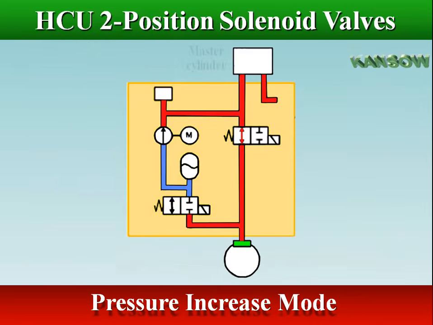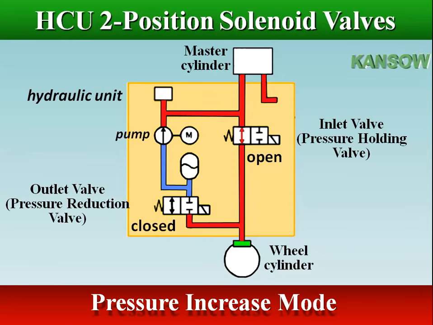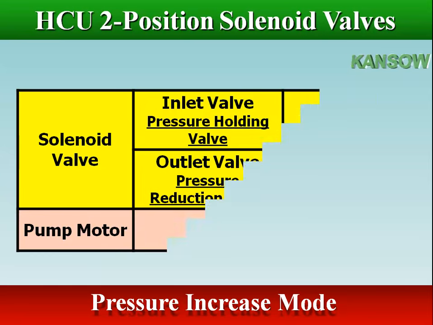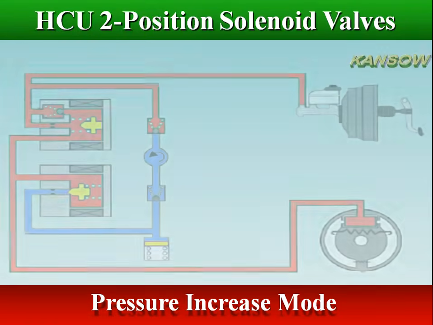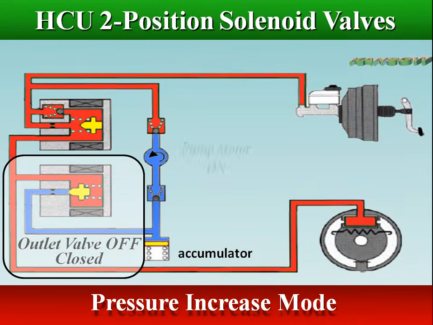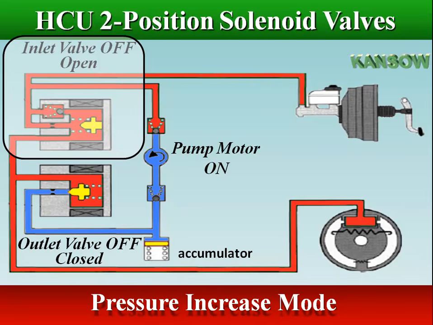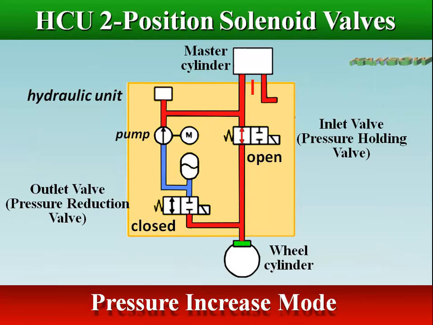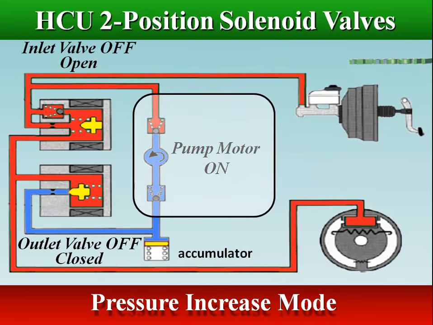As pressure inside the wheel cylinder is reduced, and the speed sensor sends a signal indicating that the speed is above the target level, the ECU turns off both the pressure reduction valve and the pressure holding valve. The pressure reduction valve closes, preventing hydraulic fluid from going to the accumulator, and the pressure holding valve opens, so additional pressure enters the wheel cylinder if the driver maintains pedal pressure. The operation is the same as normal mode except the pump is on.